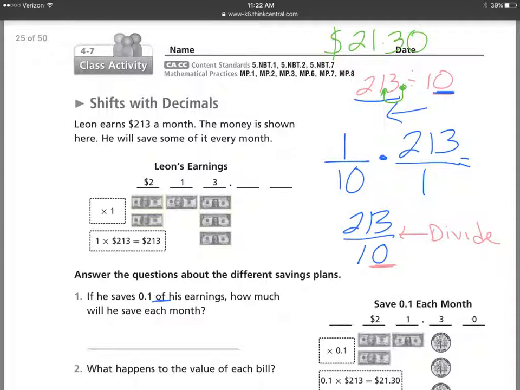And if this is money, it would end up being $21.30. That's what immediately came to my mind when I said 1/10, that I should be doing this as a fraction. There's nothing wrong with doing that. Fractions and decimals are the same thing.